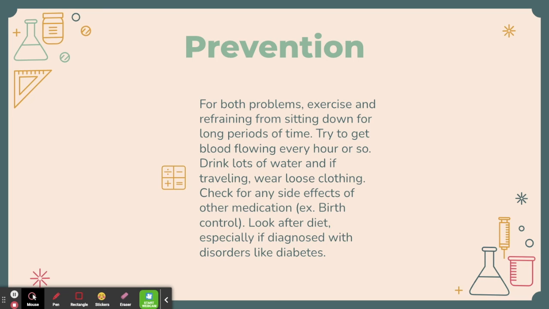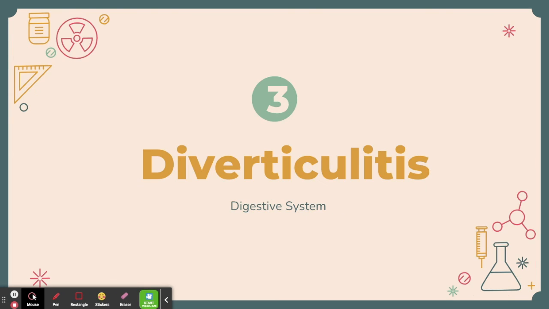Some medications could cause blood clotting, like birth control, so checking for any side effects could also help. Diet and exercise is really important, especially for those diagnosed with disorders like diabetes, and these can all be used to prevent both deep vein thrombosis and pulmonary embolism.